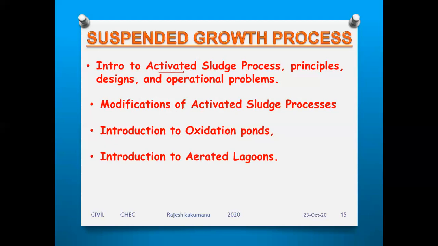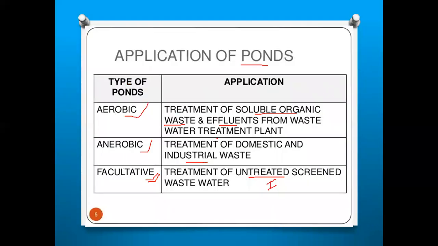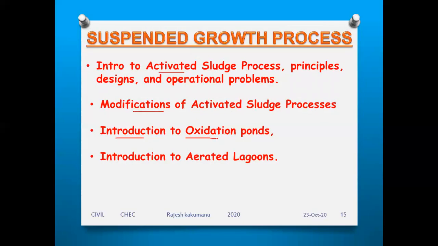So this activated sludge process is done in the secondary treatment process. And the other topics: the modifications of the activated sludge process, and the introduction to the oxidation ponds. In the previous slide, I gave only the basic application of the oxidation pond, but here we'll go into details about oxidation ponds. Next, what is the meaning of aerated lagoons, and what are the types of aerated lagoons used in wastewater treatment plants? We will discuss these topics in the coming classes.